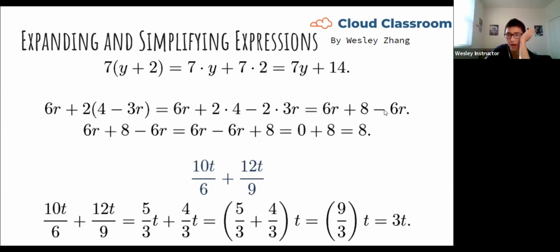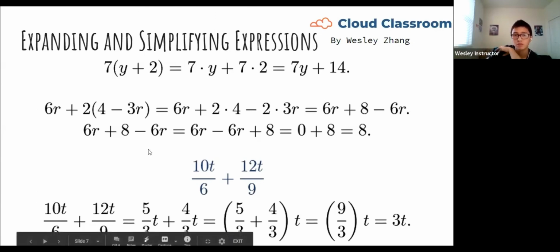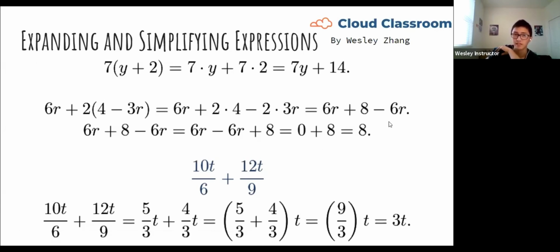Well, we have 6r minus 6r. We have the same term twice, and we subtract one from the other, and that becomes 0. So 6r minus 6r is 0. And then we have a leftover 8, so that's our answer. 0 plus 8 equals 8.